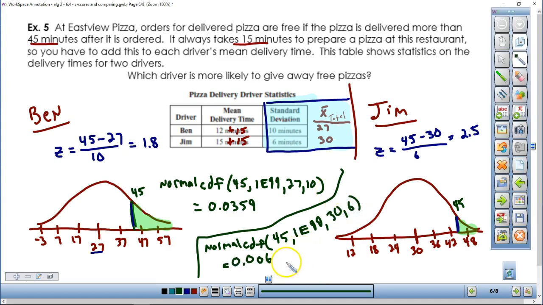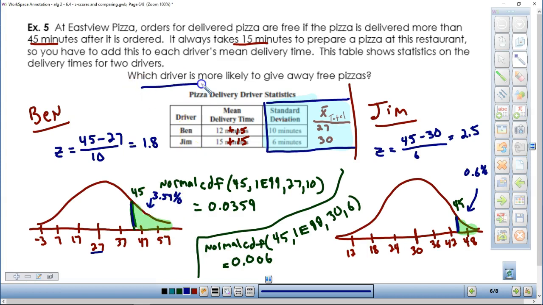For Jim, we get a probability of 0.006, which is about 0.6%. So this area right in here is about 0.6% of the time he's delivering free pizzas. This area right here is about 3.59% of the time. Who is going to be giving away more free pizzas? Ben is going to be giving away more free pizzas. Ben is the answer to this question, and this is our justification for how we got there.